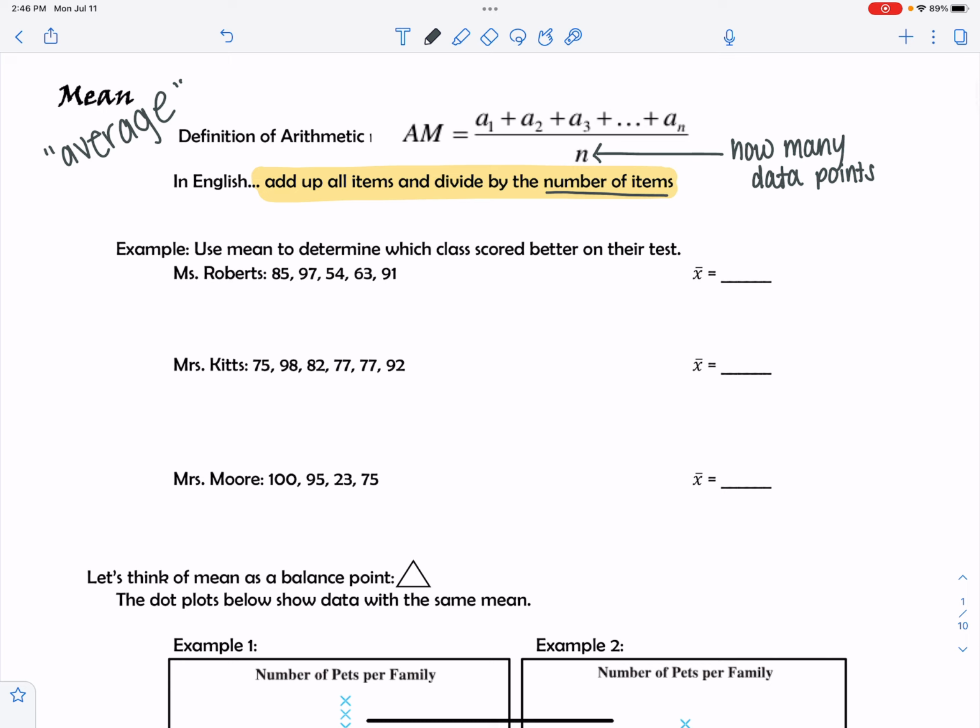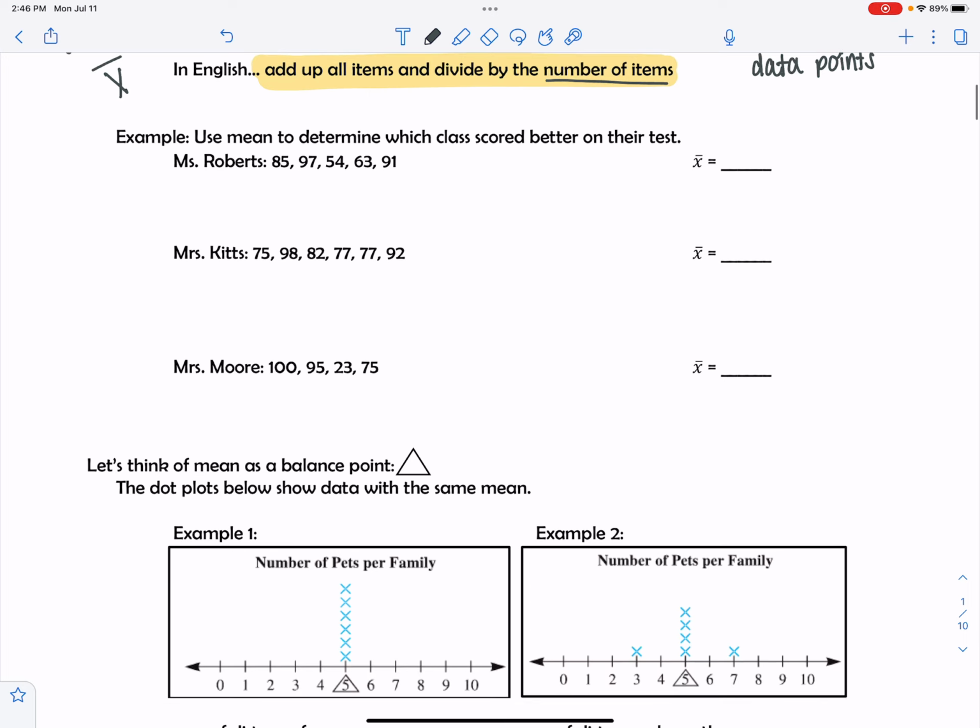And so our definition of arithmetic mean, AM, you'll see it abbreviated sometimes, or we'll use X bar later on. That's going to be our average. You can see the big fancy math definition, but I went ahead and summarized it in that highlighted part that said you're going to add up all the data and then divide by the number of things you added. And so let's use those in this example.